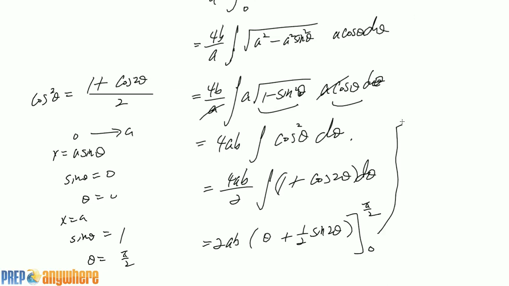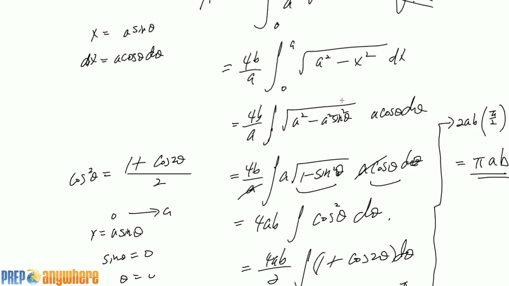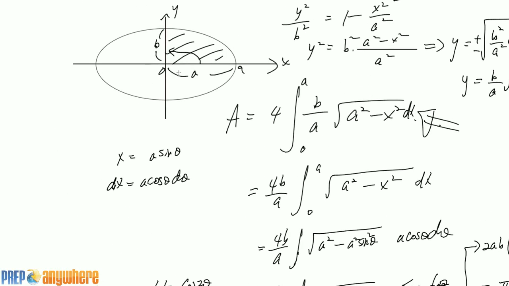Okay. So 2ab, plug in pi over 2, you get pi over 2. If you plug in 0, you get 0. So really that's all you have left over. And your final answer is pi times a times b. Pi ab is the area of this ellipse.